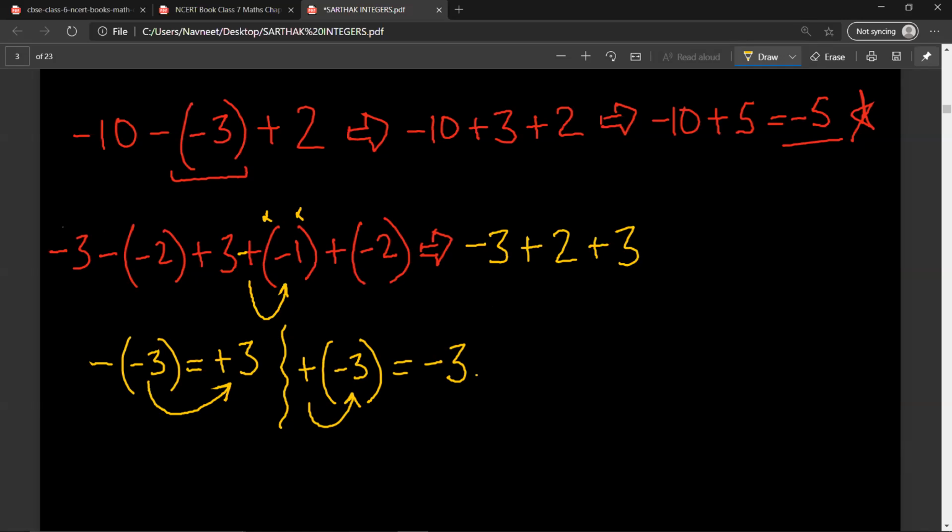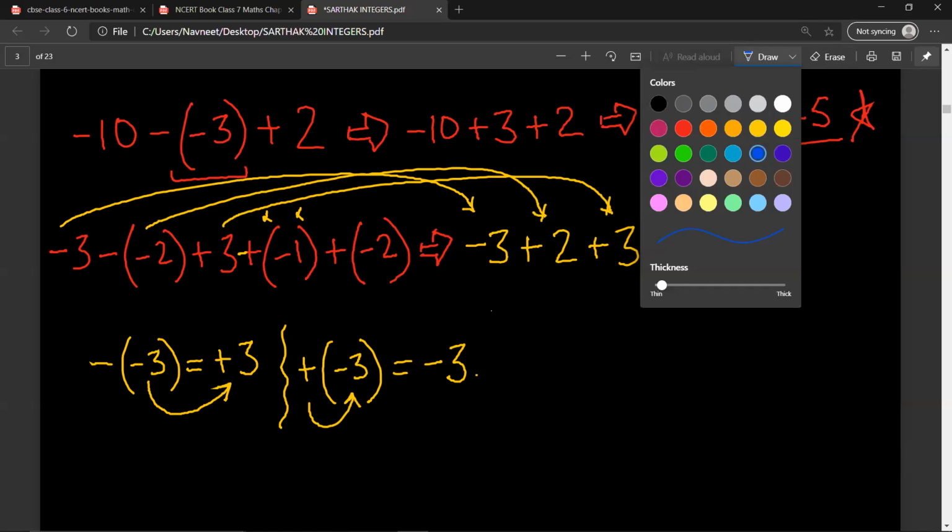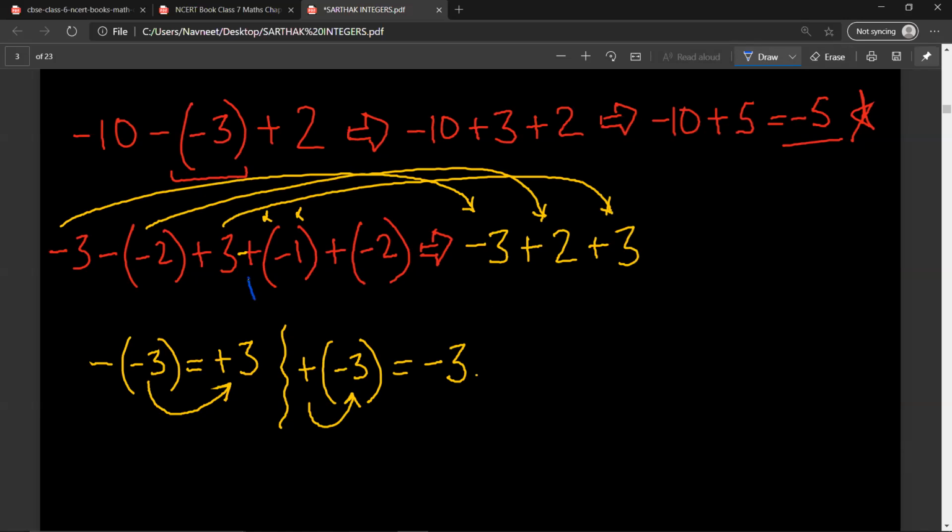So minus 3 is minus 3. Minus of minus 2 is plus 2. Plus 3 is plus 3. What should I write for this? Minus 1. Correct. Because there is a positive outside, this sign won't change. So I'll write minus 1. What should I write next? Minus 2. Correct.